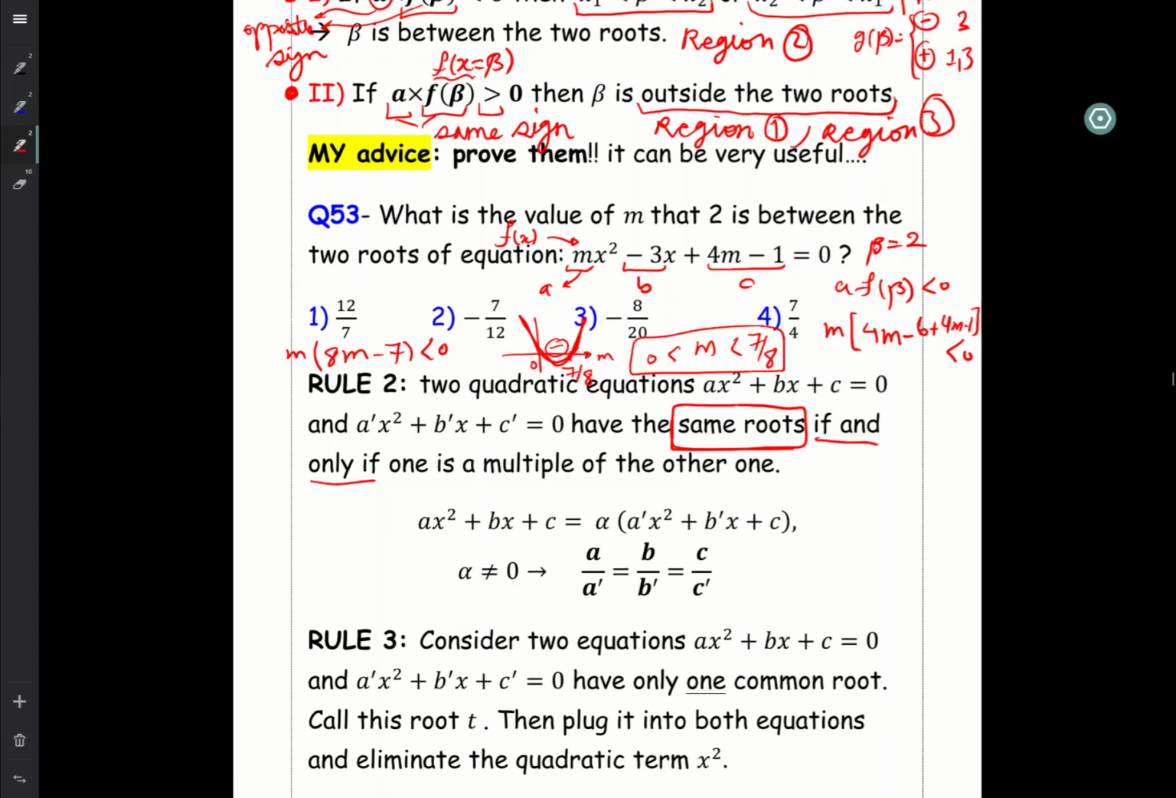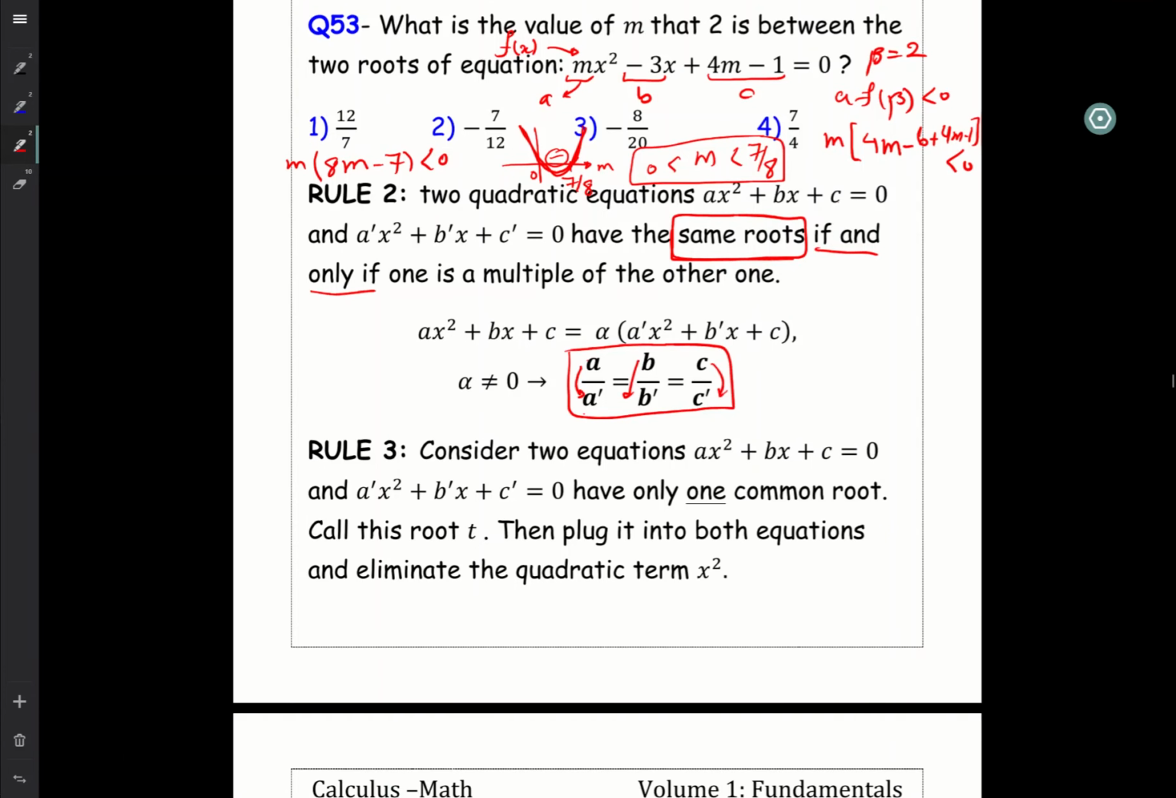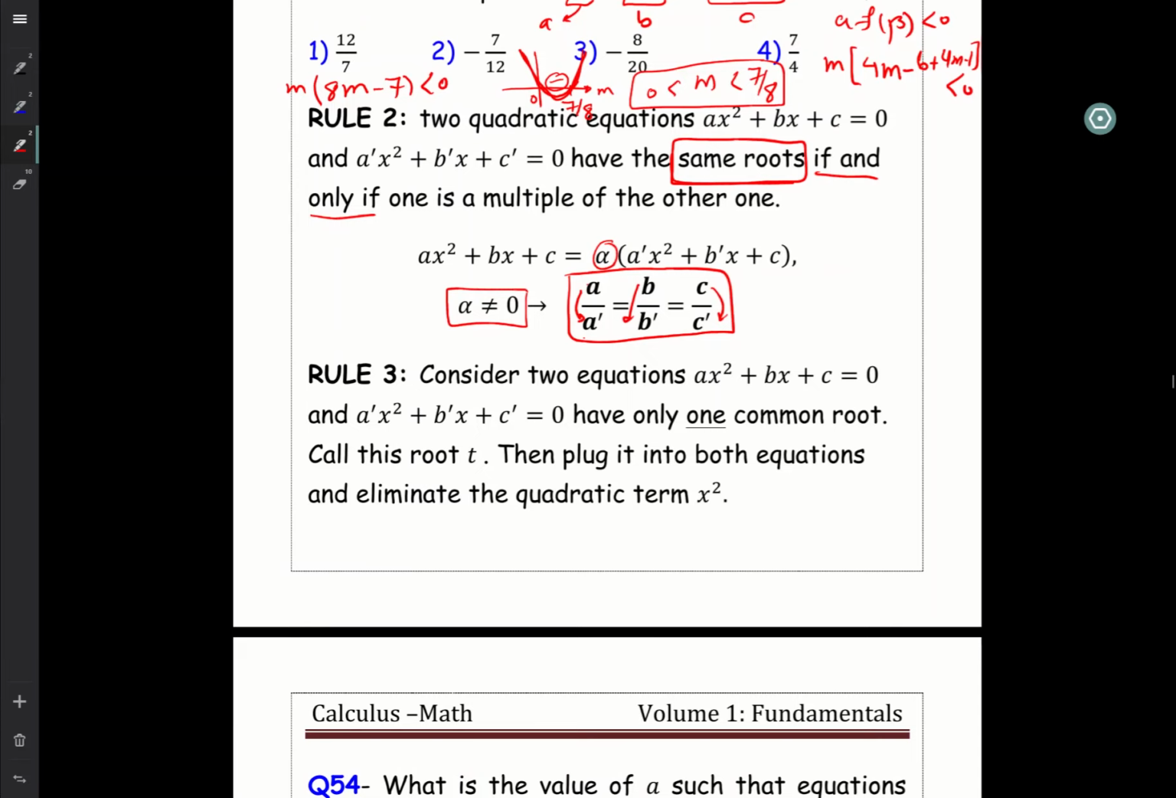That's the only case, which means the ratio between the coefficients a over a prime equals b over b prime equals c over c prime, right? I mean, obviously this coefficient that we multiply the first one of the equations by should not be 0, right? This is very obvious.